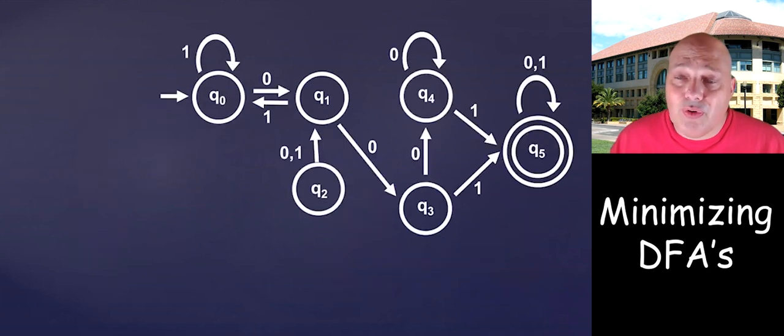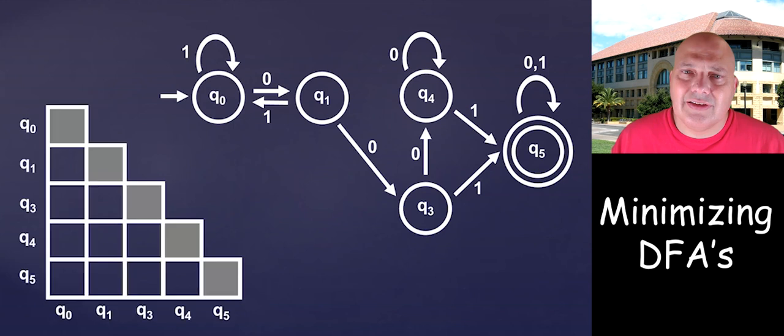Let's look at a more complicated example. What's the first thing we're going to do for this finite automaton? Let you think for a second. The first thing is to remove inaccessible states, and here we do have one inaccessible state, Q2. We can get rid of it. Now we're going to run the table filling algorithm. We know that Q5 is distinguishable from everything else.